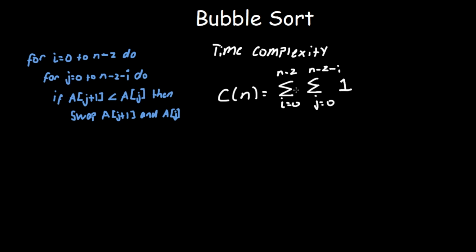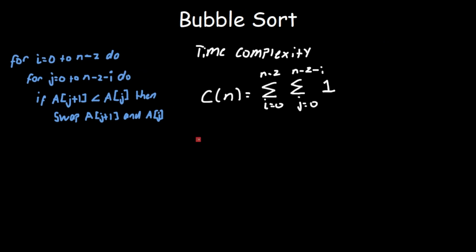The reason there's a 1 here is because we have this swap operation, and this is a constant time operation. It takes O of 1 time. That's why we have the 1 there. Now let's see if we can solve this. So this is equal to, we use the summation rules, the summation to n minus 2, i equals 0.